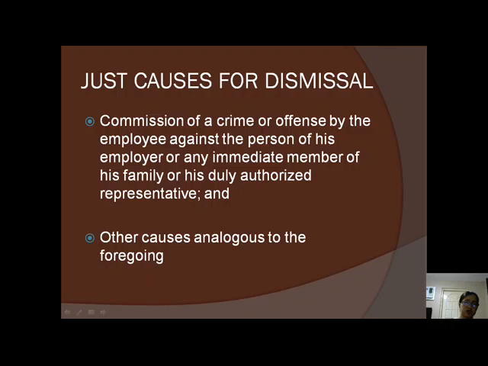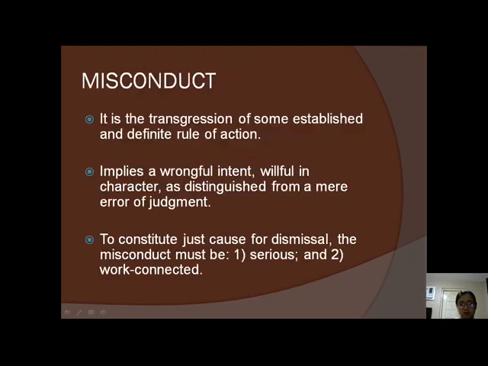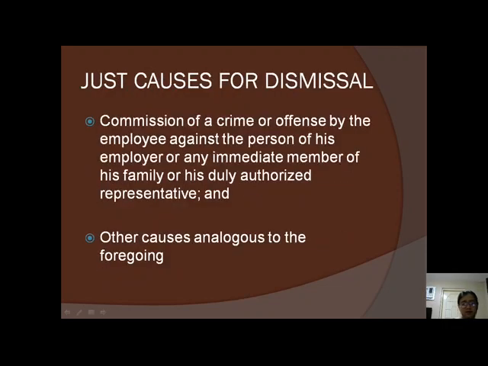Then next one is commission of a crime or offense by the employee against the person of his employer or any immediate member of his family or his duly authorized representative, and of course other causes analogous to the foregoing are similarly the same, no? So those are the just or valid causes of dismissal, which is part of the substantive due process, which is the first requirement, no, for an employee to be legally dismissed.